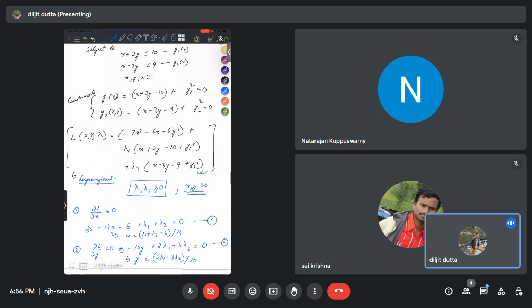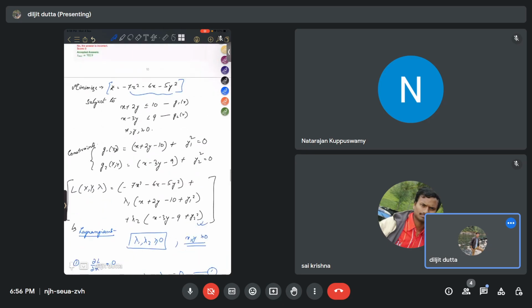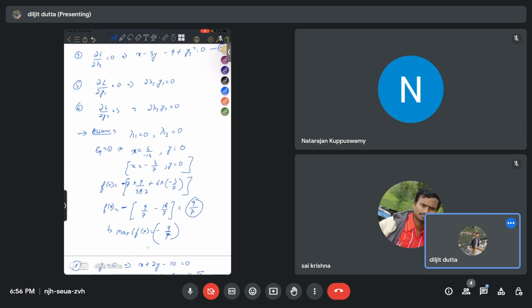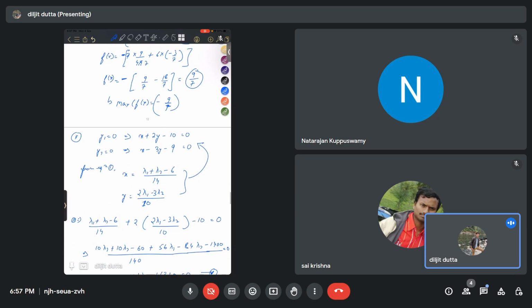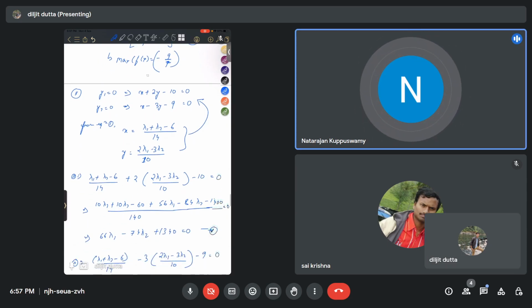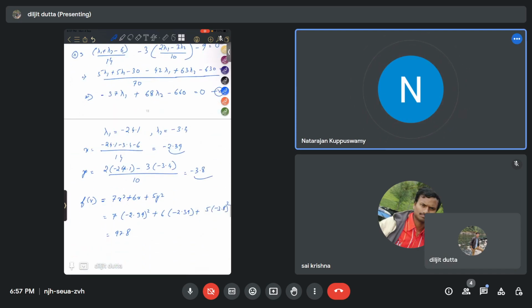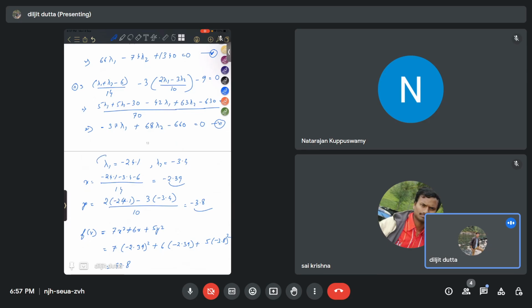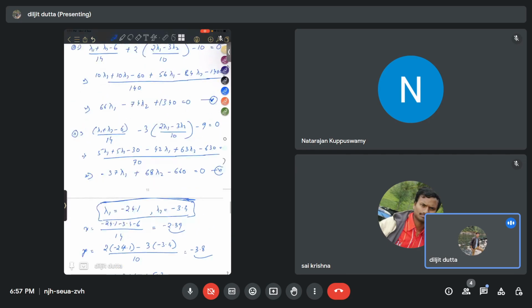Did I do some mistake? Here the condition is lambda 1, lambda 2 should be greater than 0. You're getting a negative value for lambda 1. Yeah, sorry. These conditions will not be feasible, right? We already considered lambda 1, lambda 2 greater than 0, so this is not a feasible solution.